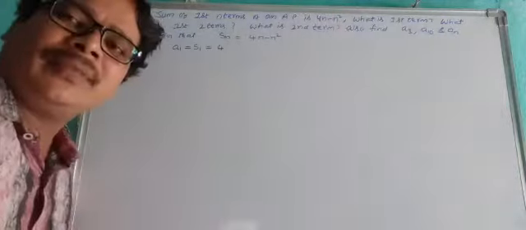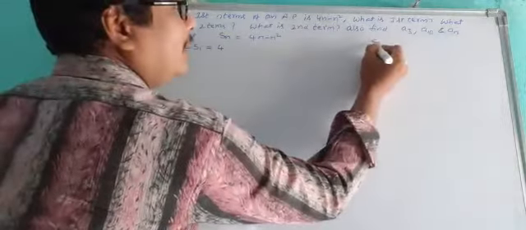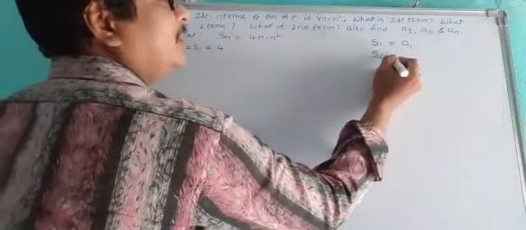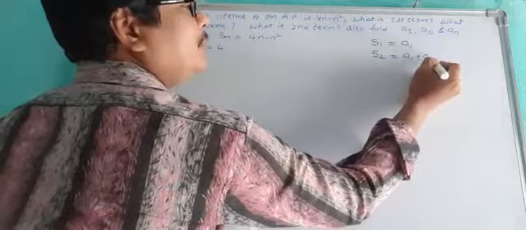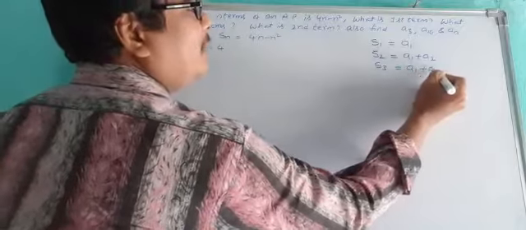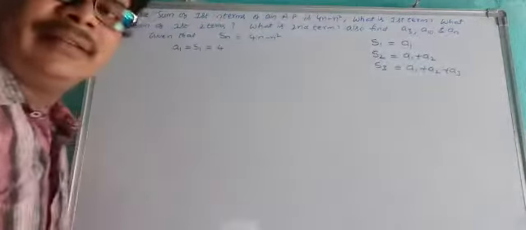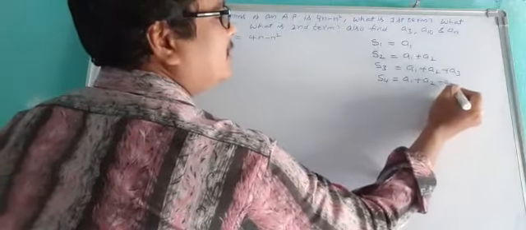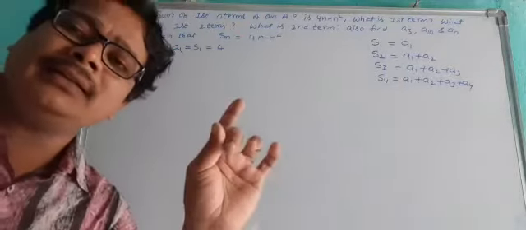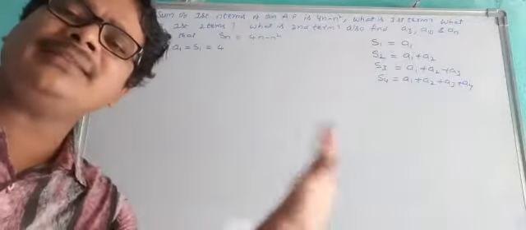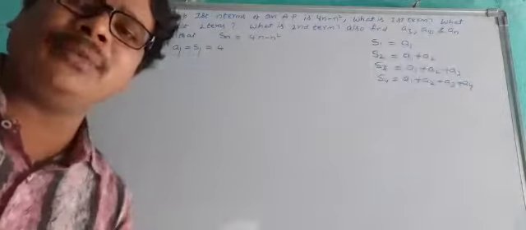What is the first term? Here the first term and the sum are both the same. S2 means what? The summation of two terms, A1 plus A2. S3 means what? The summation of three terms, A1 plus A2 plus A3. S4 means the summation of the first four terms, A1 plus A2 plus A3 plus A4, like that. That means the sum of the first term and the first term are both the same. So S1 and A1 are both the same.